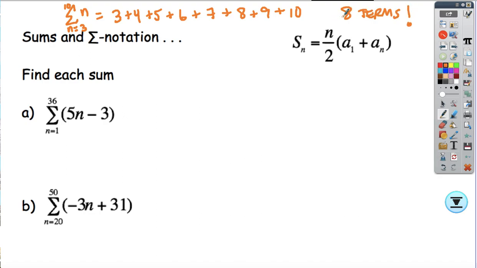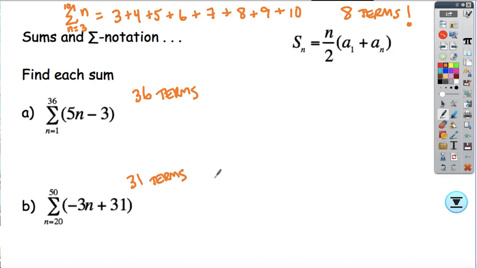So if you want a quick little rule, you can do the top minus the bottom, but then you have to add an extra 1. So if I do 10 minus 3, I get 7, add an extra 1, 8 terms. That works for any of these. 36 minus 1 is 35, but then add on an extra 1, there's 36 terms. Same thing goes here, top minus bottom. 50 minus 20 is 30. Add an extra 1, there's 31 terms.